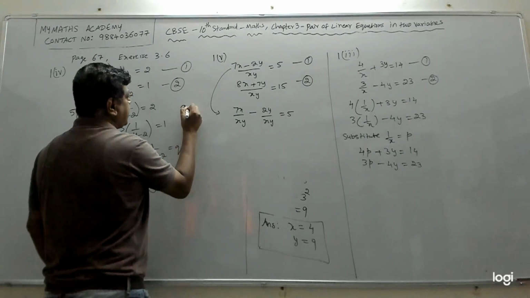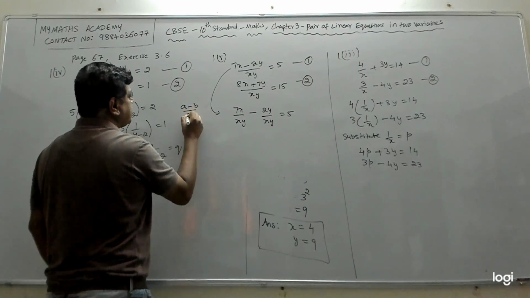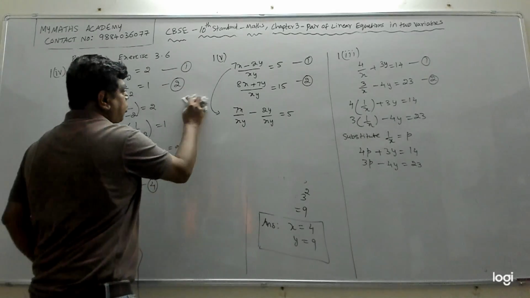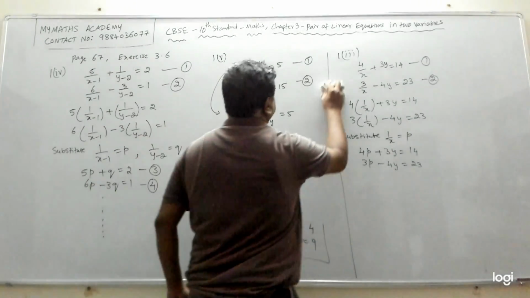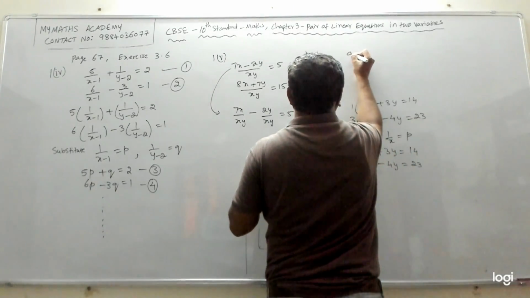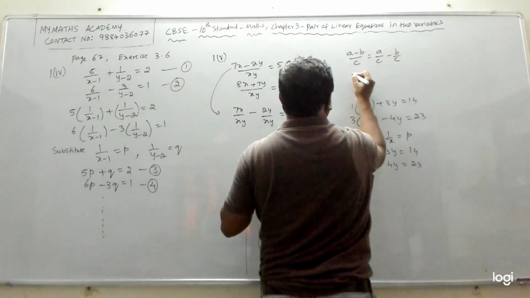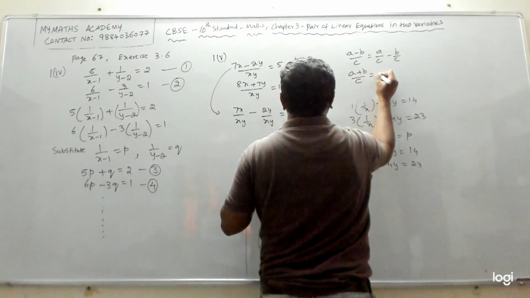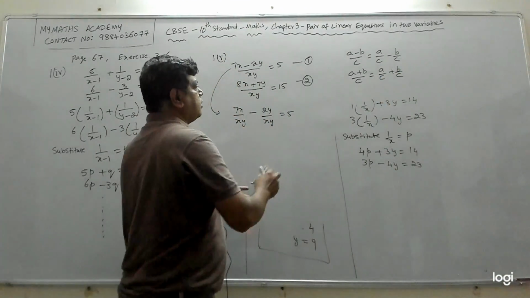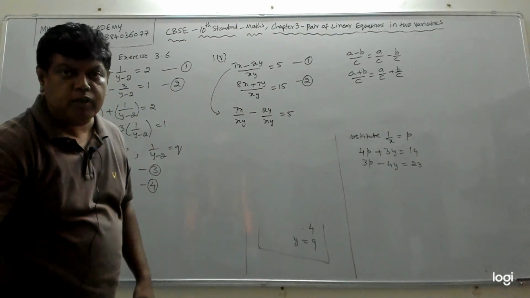See, if you have a plus b, or a minus b, doesn't matter. Whenever you have a minus b by c, you can write it as a by c minus b by c. Or if you have a plus b by c, you can write it as a by c plus b by c. It's our normal, usual fraction addition or subtraction.